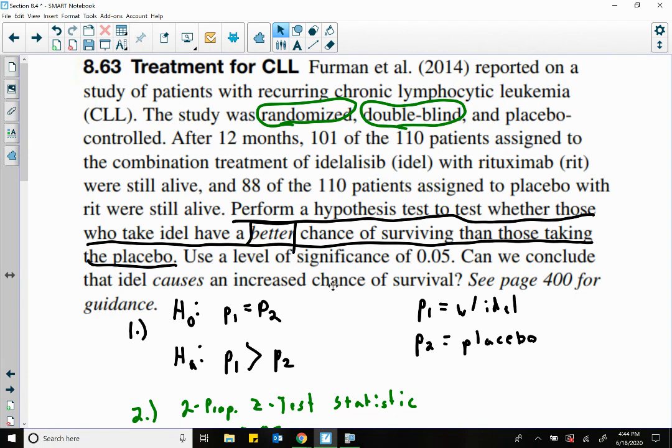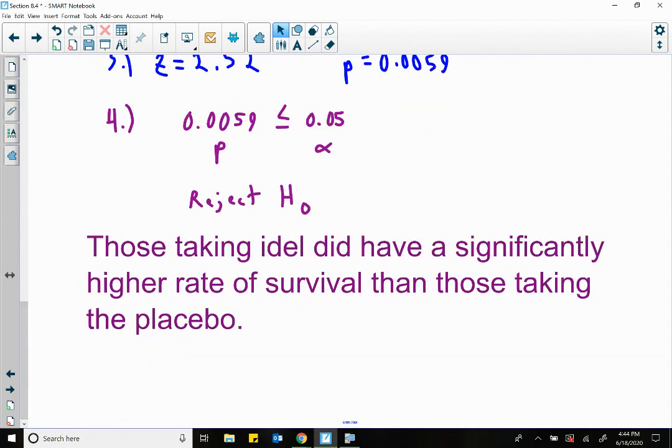Okay. So in this one, there's a multiple choice piece here, and I'll just read you the choices. There are 5. It says, A, no, because the sample size was not large enough. We know that's not true. B, yes, because a greater portion of IDEL patients survived in the experiment. Well, that is true, but let's hang on to that one.